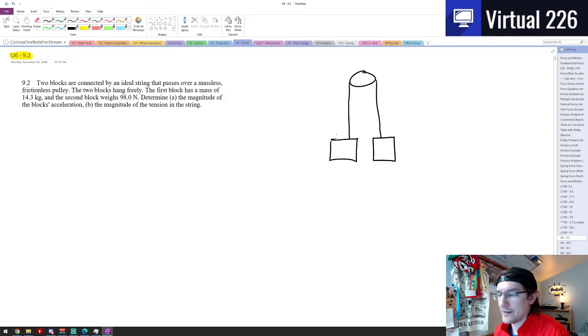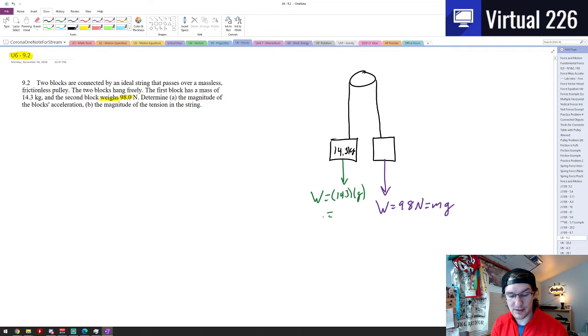Our first block has a mass of 14.3 kilograms, and our second block has a weight of 98 newtons. So be careful here. This weight is 98 newtons, and remember, weight equals mass times gravity. They don't give us the mass here, they give us a weight. We could get the weight over here by saying that the weight would be 14.3 times gravity. So let's just calculate that real quick. 14.3 times 9.8 gives us 140 newtons. Okay, so that's the weight on this side.